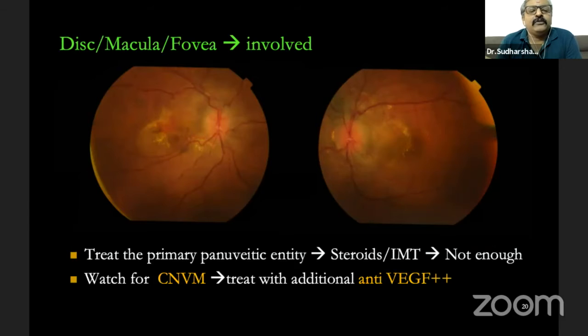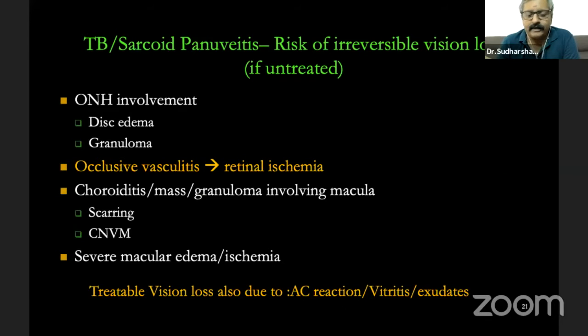We were talking about the macula, vitreous, and all these things. When you are focusing on treatment of the primary panuveitic entity, there can be some side thing happening, something like this CNVM, which you shouldn't miss. So always look out for these things. Along with the systemic therapy, make sure that you pick up subtle CNVM. This is not so subtle; anyway, we would have picked it up in any case. Treat them with anti-VEGF appropriately.